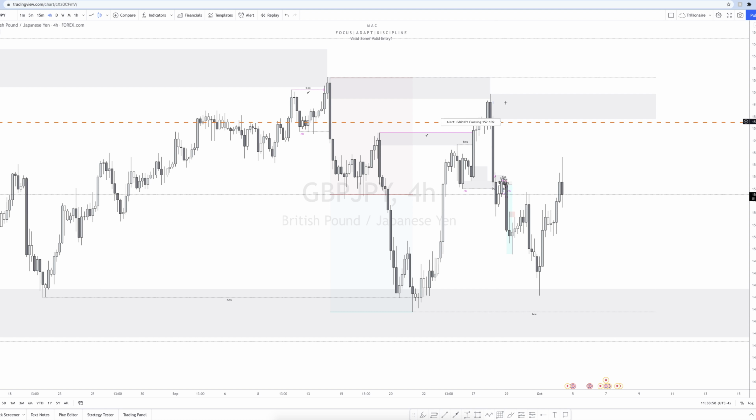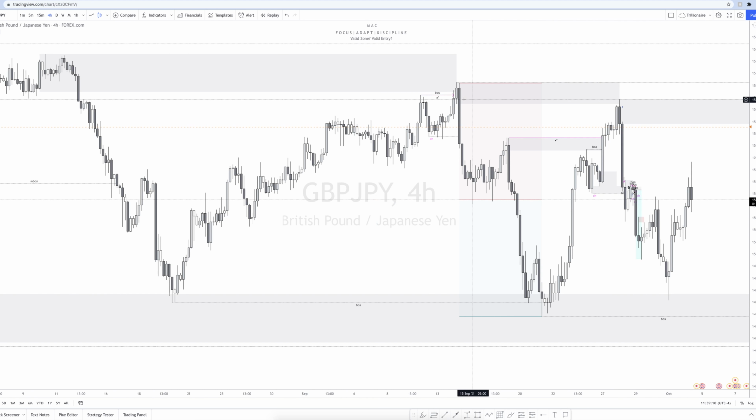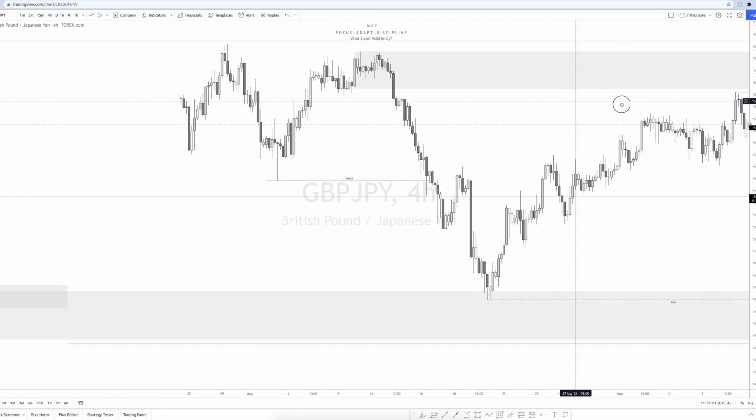So following the mitigations, this is the last area that grabbed liquidity, broke structure, and created imbalance, as well as mitigated something previously that has not yet been mitigated. This area did the same thing, right? We swept liquidity, we mitigated something to the left, and we broke structure to the downside. And what happened? Price came right back to mitigate this area. It's the same thing over and over again.